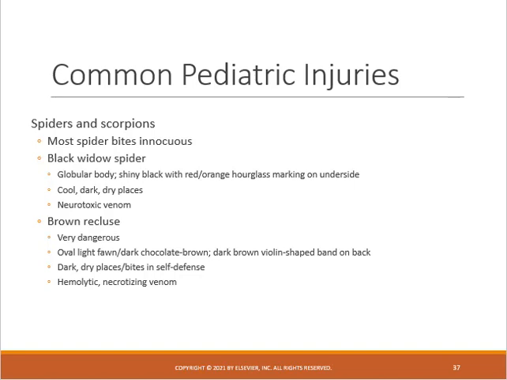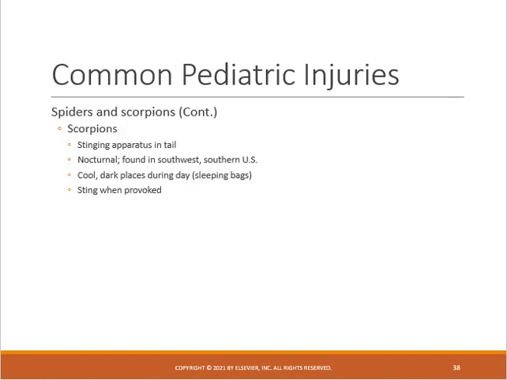The black widow has a shiny black back with a red and orange hourglass marking. The brown recluse is lighter colored with a darker brown violin-shaped band on the back. Scorpions have stingers on their tails. They're more nighttime and found in the southwest and the southern U.S.